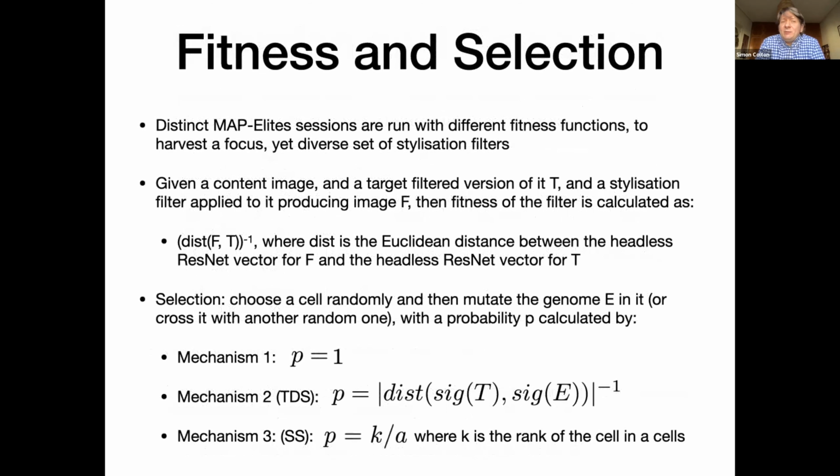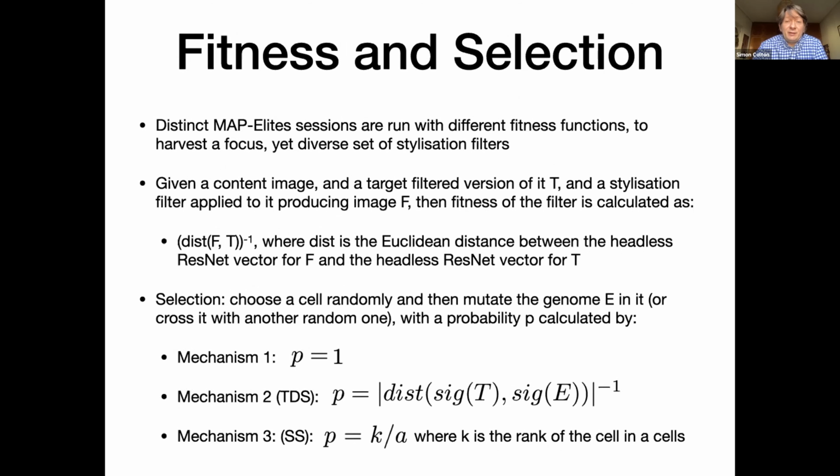So what I did was I ran different MAP-Elites sessions with different fitness functions so that each fitness function focuses the search. So I know what I'm going to get on the whole, yet because of the MAP-Elites archiving, I get a diverse set of stylization filters for each of the different sessions that I run.